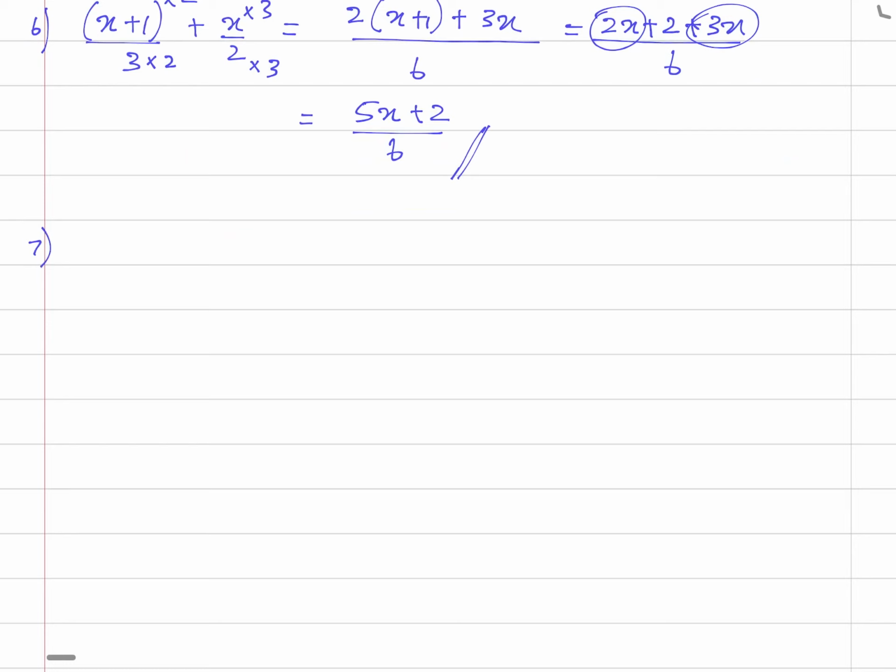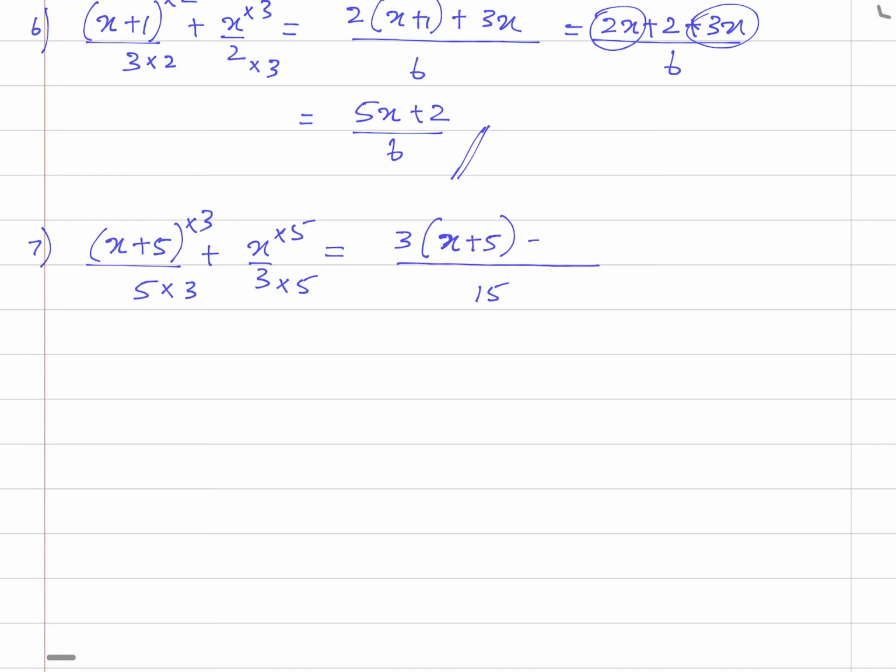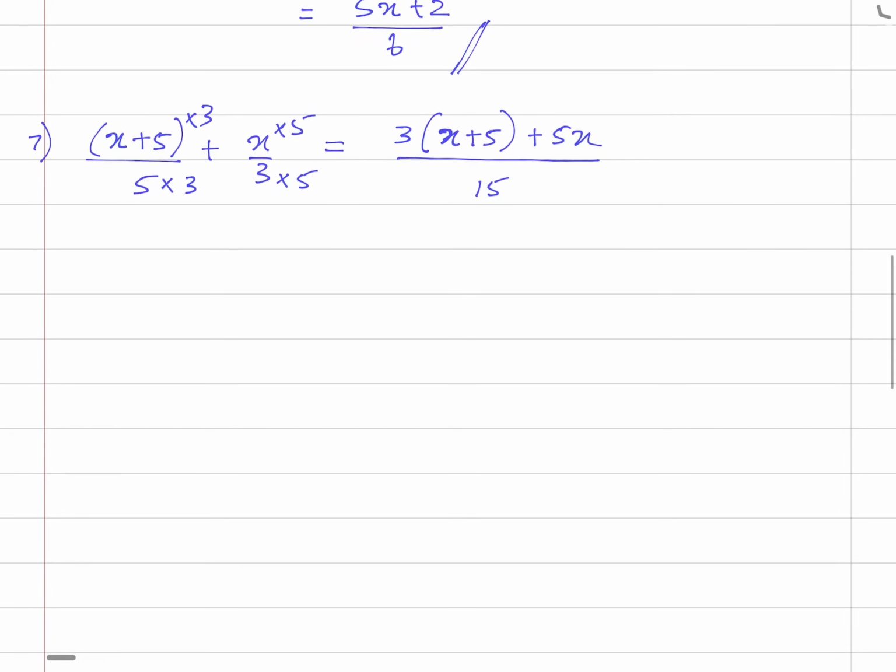And next, we will try to understand a similar question, which is (x plus 5) divided by 5 plus x divided by 3. So here I have to multiply this by 3 and the other one by 5. So the common denominator will be 15. So here you get 3 times (x plus 5), and here it's 5x.